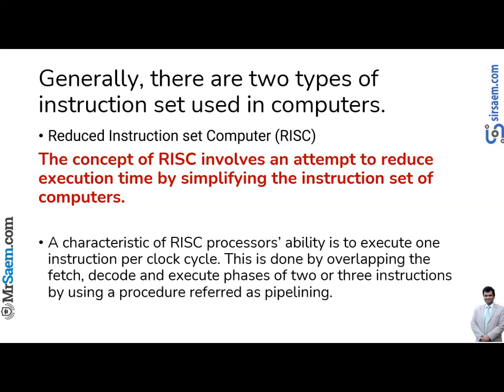So one of the most important features about RISC is to execute one instruction per clock cycle. Okay, it's one of the most important. This is done by overlapping the fetch, decode, and execute phases. Okay, which is also referred to as a procedure known as pipelining. It's a very important topic, what pipelining is and how does pipelining work. We'll just talk about that.